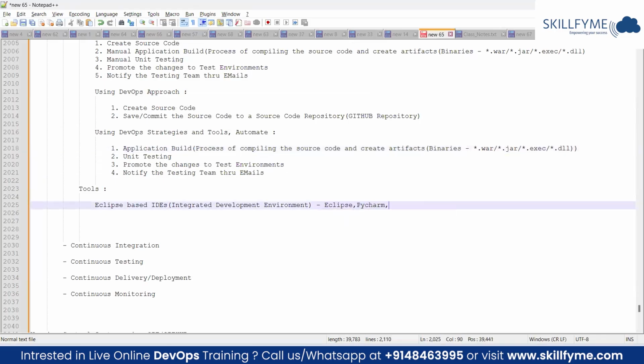Eclipse, PyCharm, and we have something called Visual Studio. The .NET developers can use Visual Studio. And we have something called Visual Studio Code. Like this, there are a lot of tools available in the market.